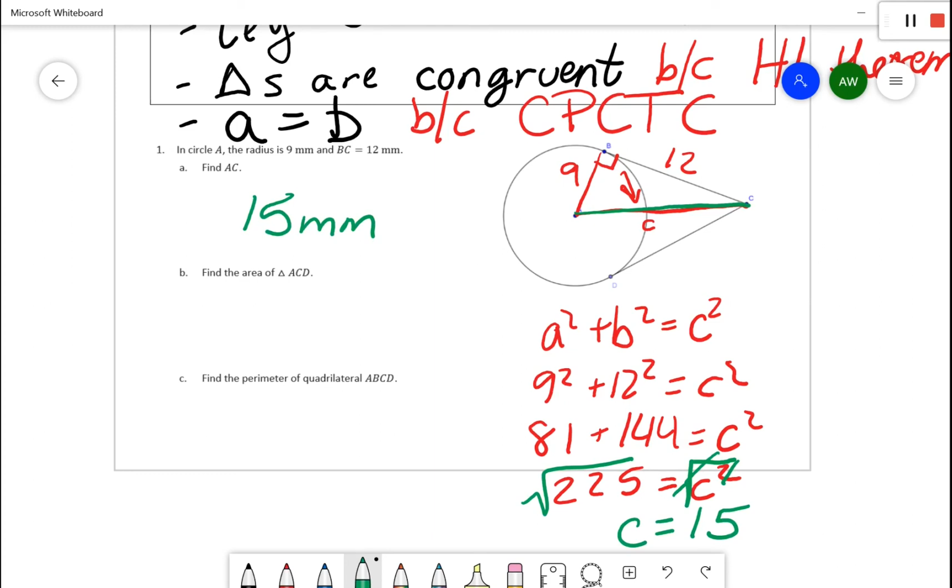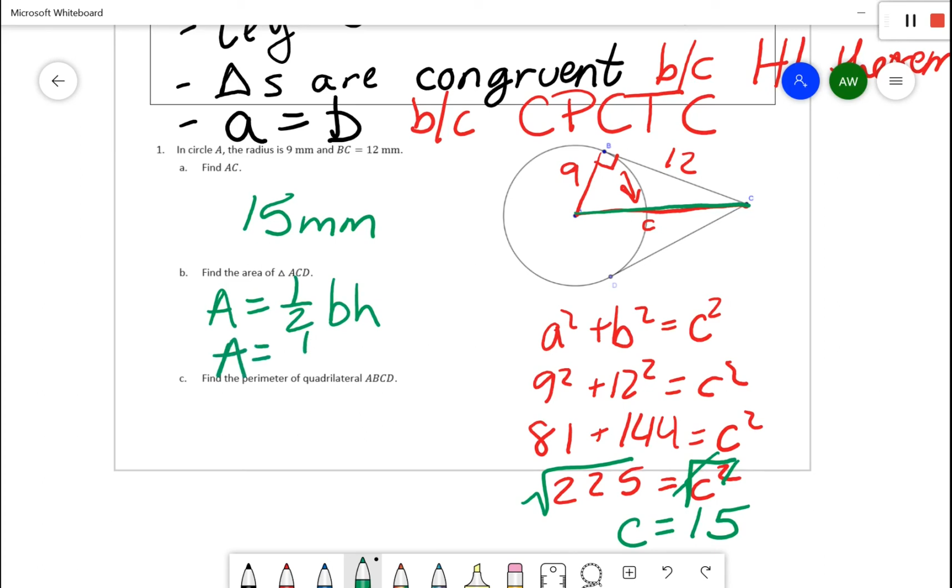Now, the next question asks us to find the area of triangle ACD. This is interesting because we're taking an area question, which is something we learned later on in class, and combining it with a construction question, which is what we started the year with. Looking at this triangle, we need to pick a base and a height. Remember that our base and our height always have to be at right angles. If we have a right triangle, we can just use the two legs, A and B, as our base and our height. We also know that area is equal to 1/2 base times height.